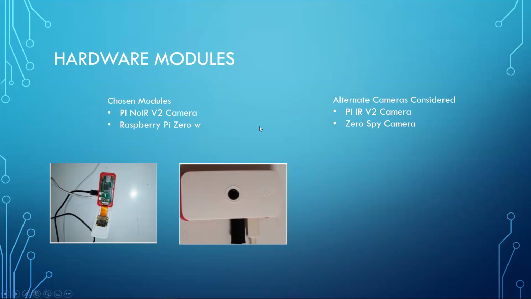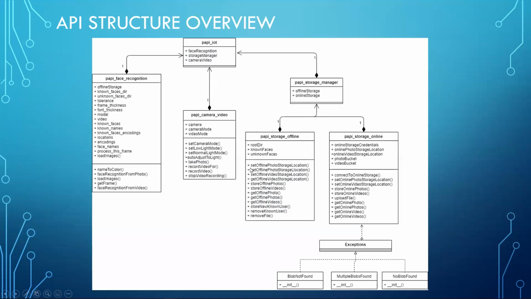Moving on, let's take a look at what the API looks like itself. So this is a quick class diagram of how we structured our API. Here we have two classes revolving around the storage and source of the class. So we've got storage on the Pi, which is the offline class, and then we've got the online class storage. For the online class storage, we use the Google Cloud API to store our videos and photos. And the offline one is just storing on the Raspberry Pi SD card.